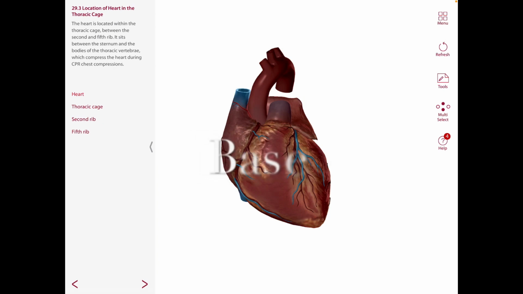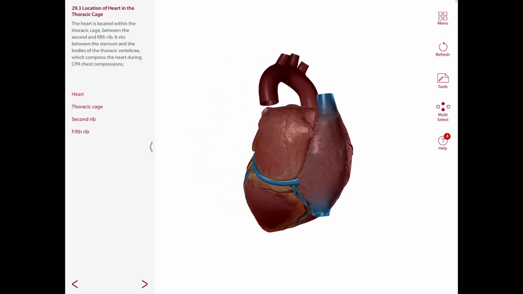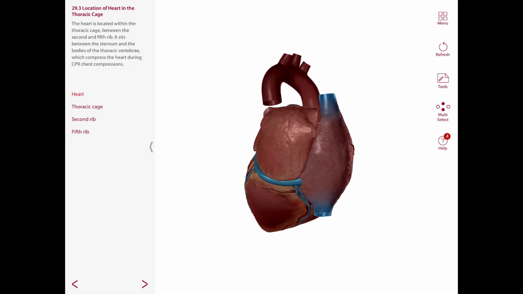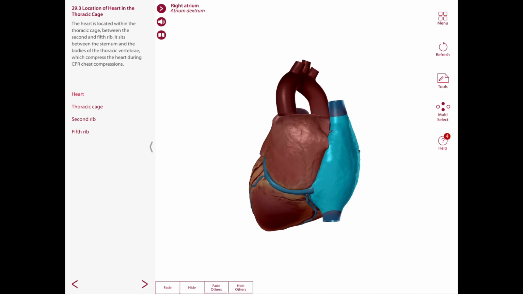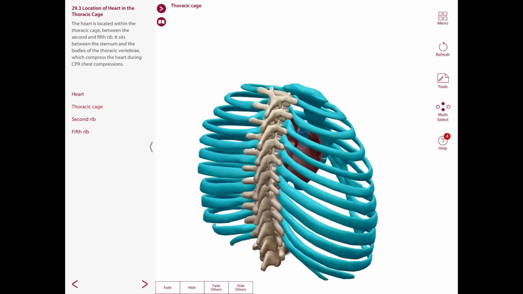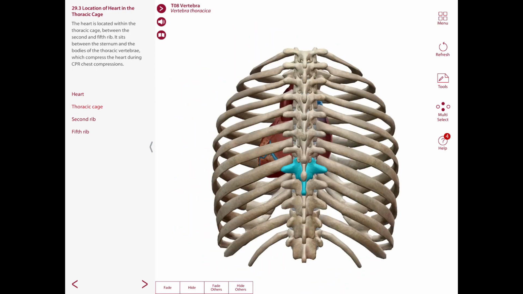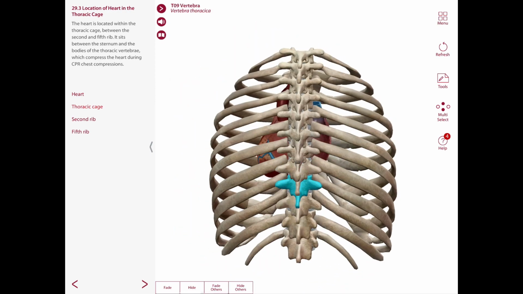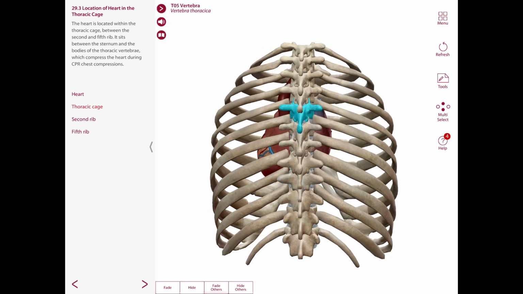The base of the heart lies opposite to the apex, so it's formed mostly by the left atrium and a narrow portion of the right atrium as well. It faces posteriorly, as you can see here, towards the bodies of T6 to T9. If I bring the thoracic cage again, here is T8, T9, more or less, so that you get an idea. And then this is T6 right here.